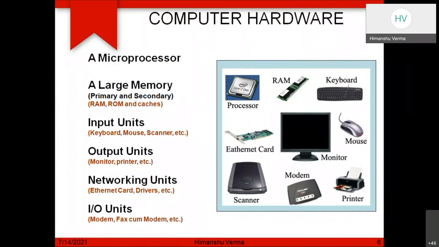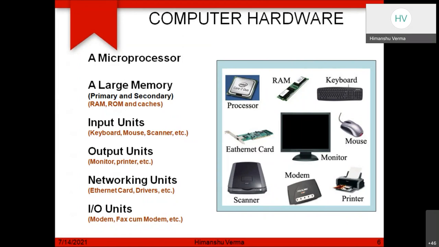Although the scenario has changed a lot. Right now, I'm using a PC that has just 2 GB of RAM and 500 GB of HDD. But the latest mobile phones, like my wife's OnePlus Note, have 12 GB of RAM and 256 GB of ROM as secondary storage. So the scenario has changed a lot, but a general purpose computer has a lot of resources. There is no lack of resources at all.